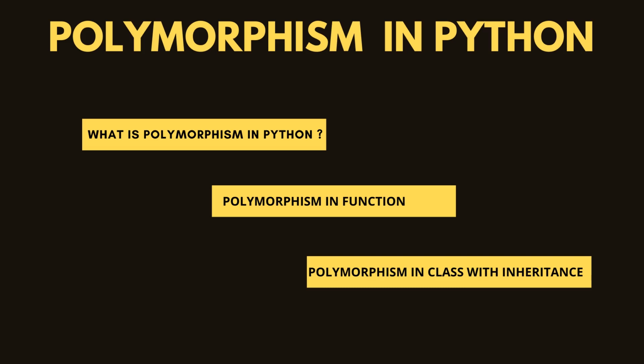Hi everyone, we are covering object-oriented programming in Python. We have already seen what is a class, what is an object, what is data hiding in a class, and what is inheritance in a class. So now in this video we are going to see about polymorphism. We will see everything about polymorphism, what is polymorphism and how we can achieve it in a function in a class. So without further delay, let's get into this.